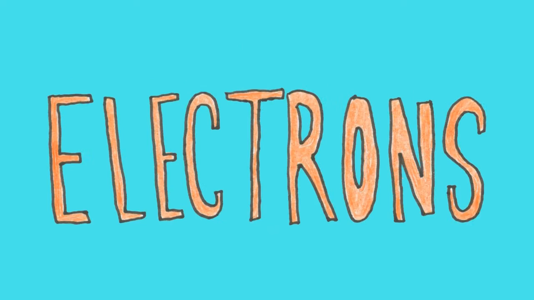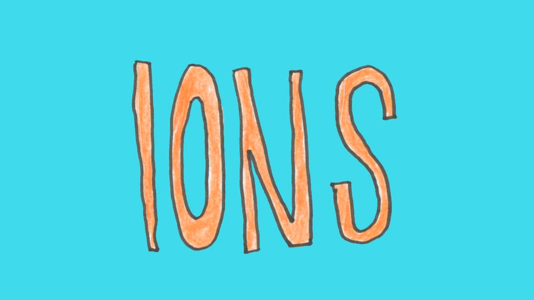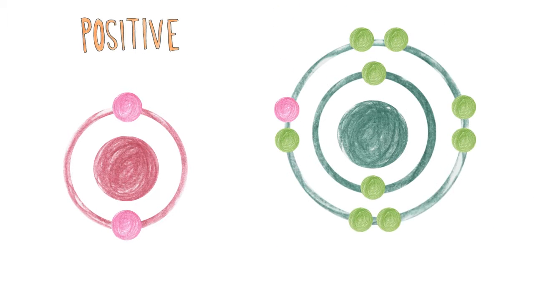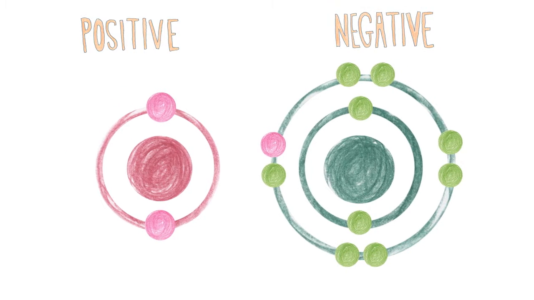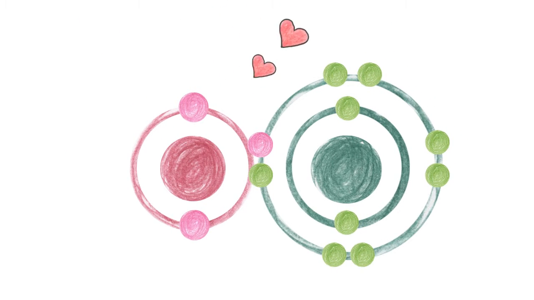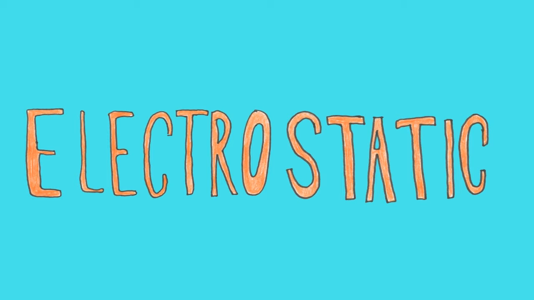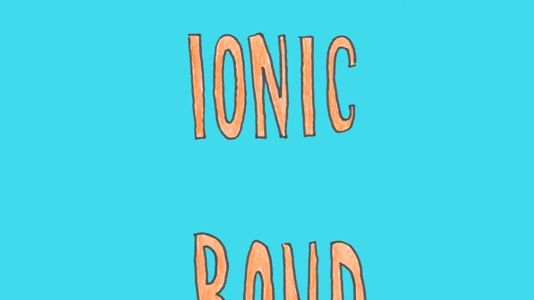After transferring electrons, the atoms have now become ions. The atom that lost an electron becomes positively charged, and the atom that gains an electron becomes negatively charged. Due to their opposite charges, these ions become attracted to each other by a strong electrostatic force. This is the ionic bond.